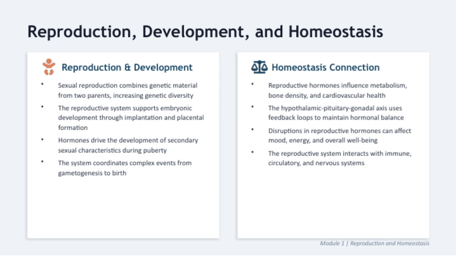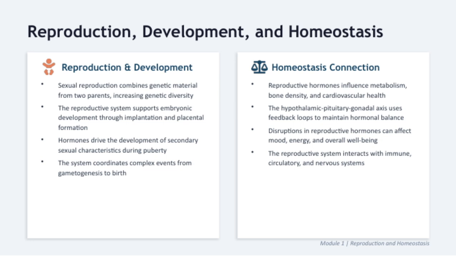The reproductive system doesn't work in isolation. It interacts closely with the immune, circulatory, and nervous systems, highlighting its role within the larger network of our body's systems. Connecting this to homeostasis, sexual reproduction involves combining genetic material from two parents, which increases genetic diversity.